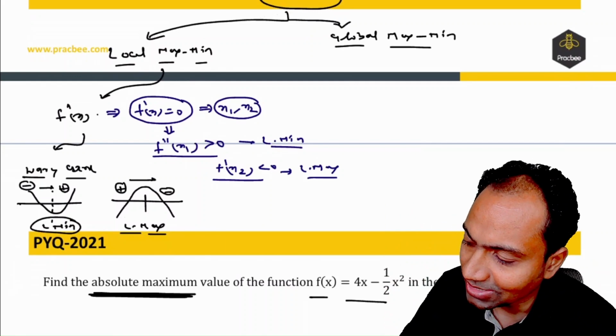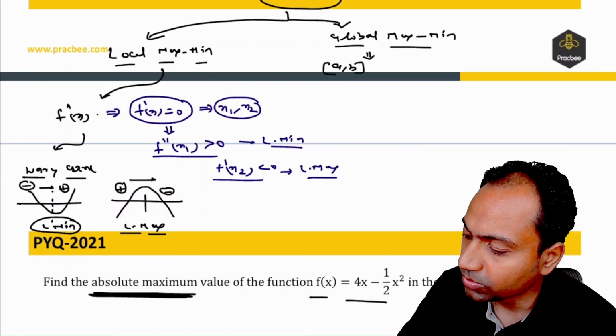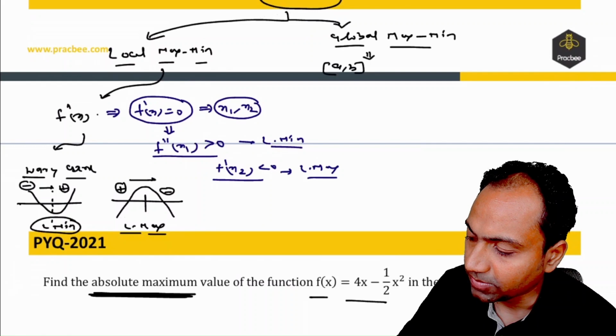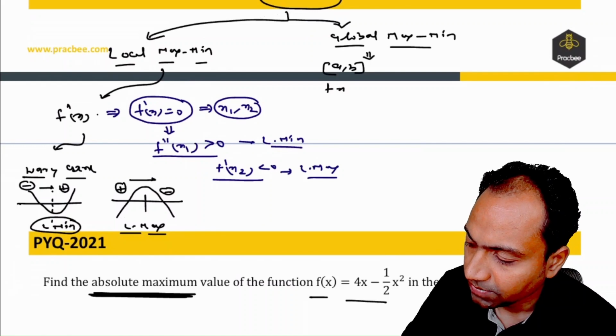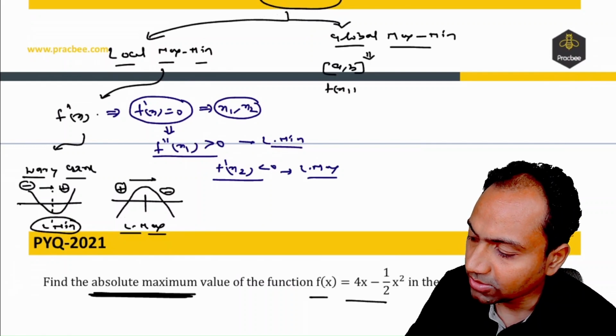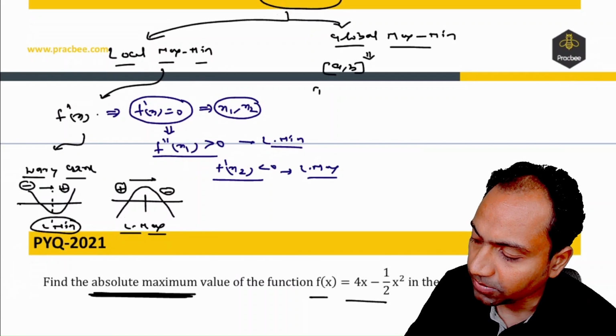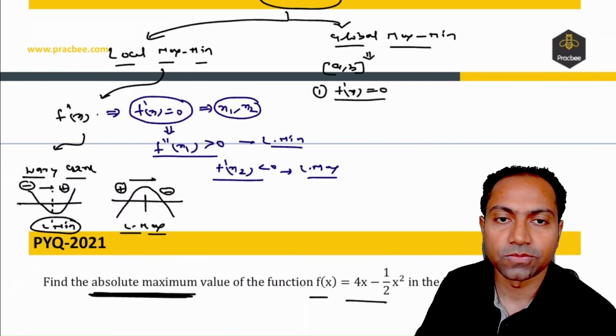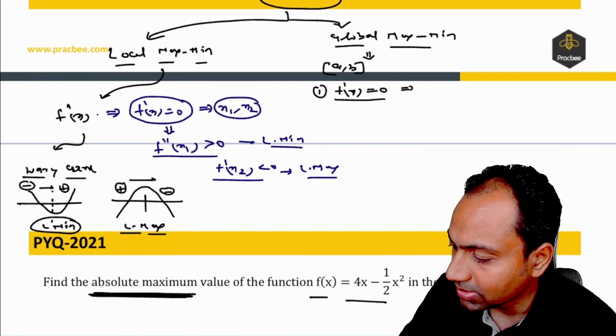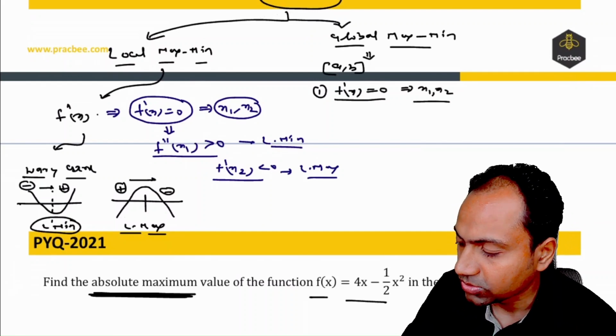So the technique is very simple. First, in an interval, let us say (a, b) is given to us. What we will do is we will find local maxima, local minima. The steps are very simple. In the first step, we will find the derivative, put it equal to 0, and figure out the roots. Let us say that x1 and x2 are the roots.